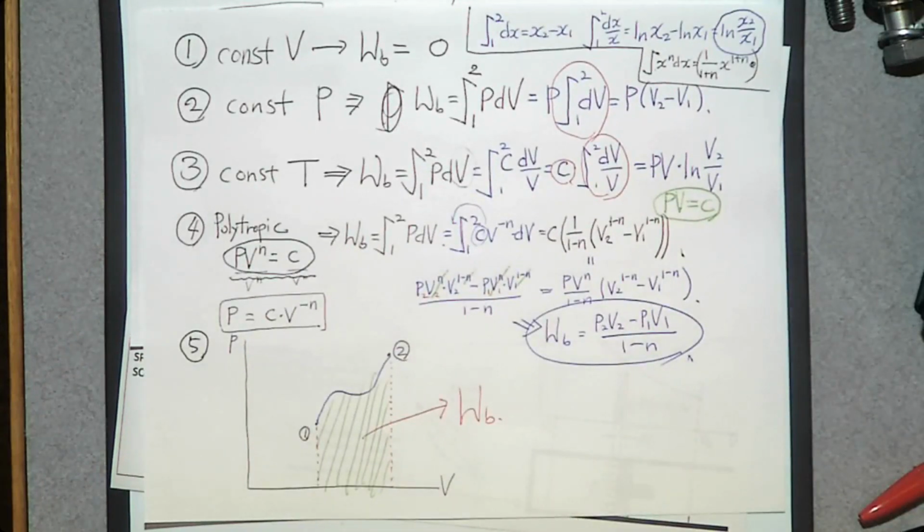The question is, how are you going to calculate the area? There's one way you can do. If this line is straight, then you can determine the area, right?